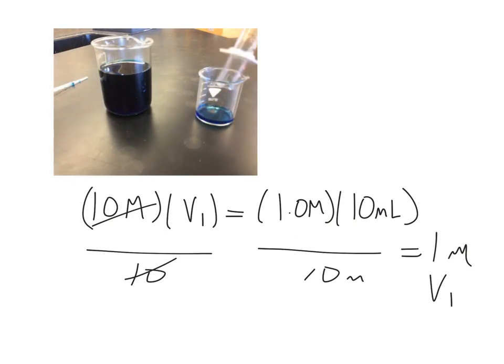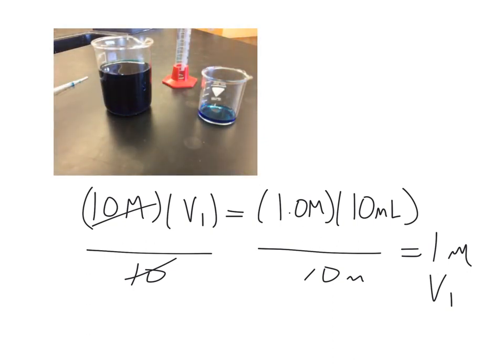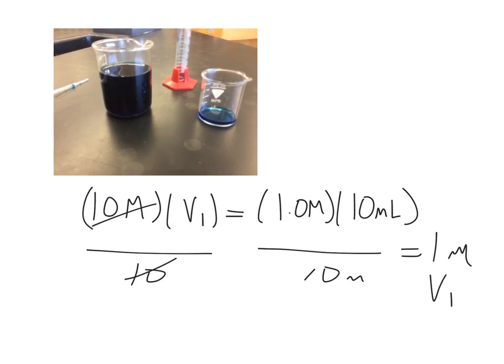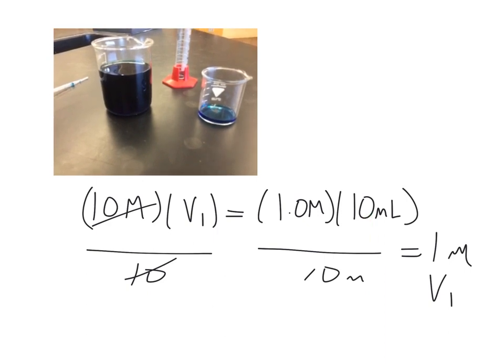Now my final solution needs to be 10 milliliters total. I've already put in 1 milliliter into this new beaker. Now remember, V2 is the total volume of the new solution, not how much water I add, but total. So if I've already put in 1 milliliter of the stock solution, then I need 9 additional milliliters of water. And so I'll take my graduated cylinder and fill it up with 9 milliliters, and I will dump it in.